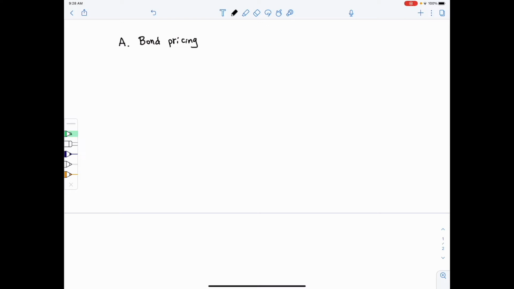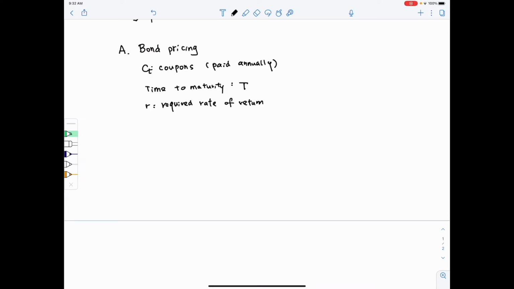So what will be the future returns for bonds? The return for bonds will be the coupons. In general, they are paid semi-annually, but here we assume they are paid annually, such that the discounting will be easier. The time to maturity assumed for this bond is capital T, and R is the required rate of return that you ask when you invest. So let's assume that the face value of the bond equals 1,000.